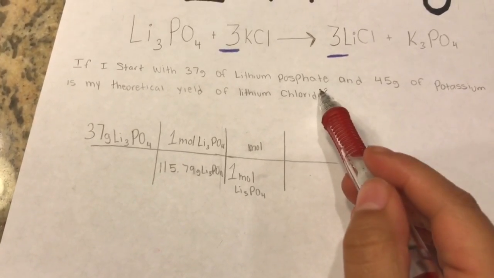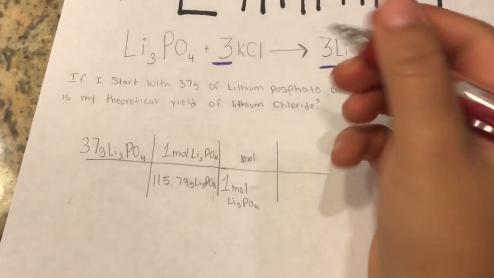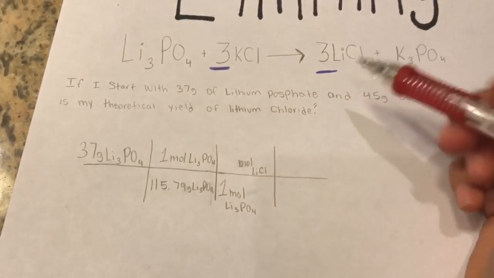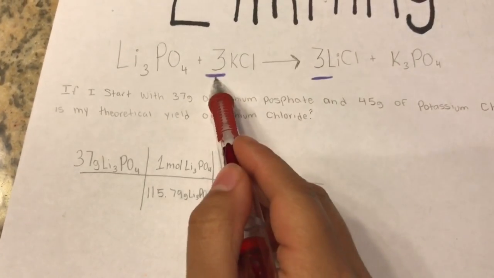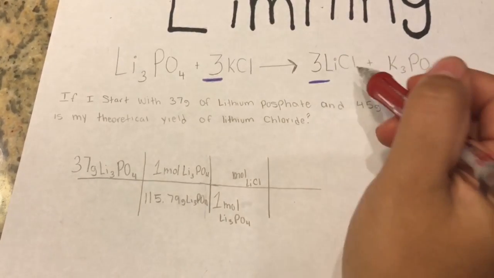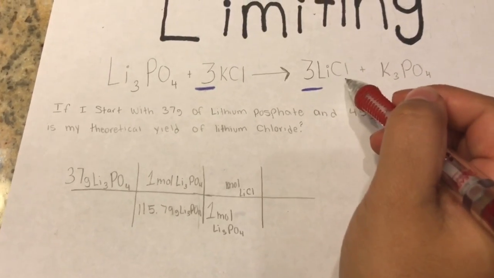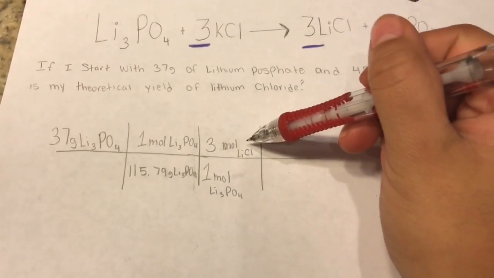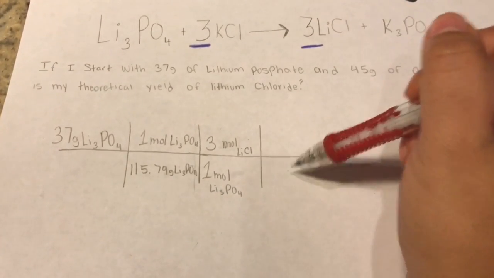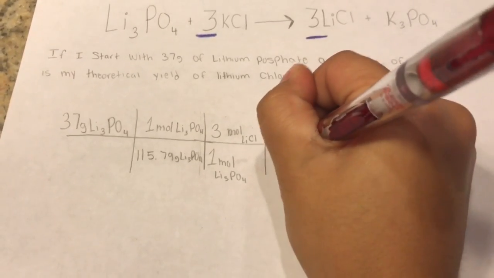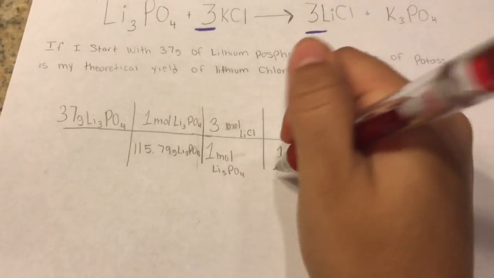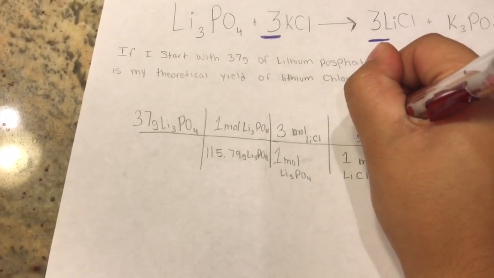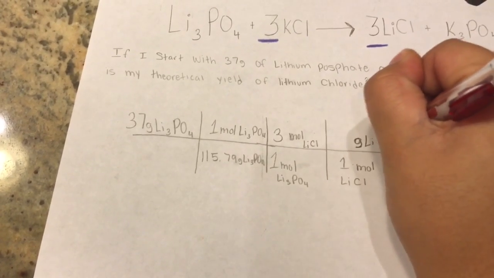Instead of lithium phosphate, you want to change it to lithium chloride, which will be LiCl. And when it's mole and mole, you have to look at the coefficients, and this is why I underlined it in purple. Since there is a 3 in front of LiCl, you're going to put 3 up here. Once again, you have mole up here, and you want to cancel that out. So you're going to put 1 mole of LiCl. So up here, you want to convert it to grams of LiCl.